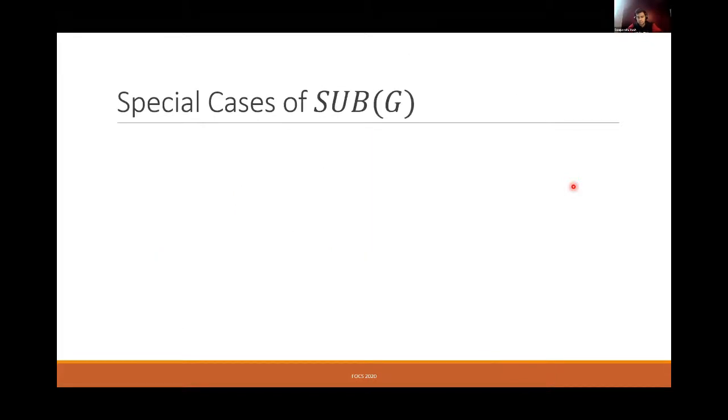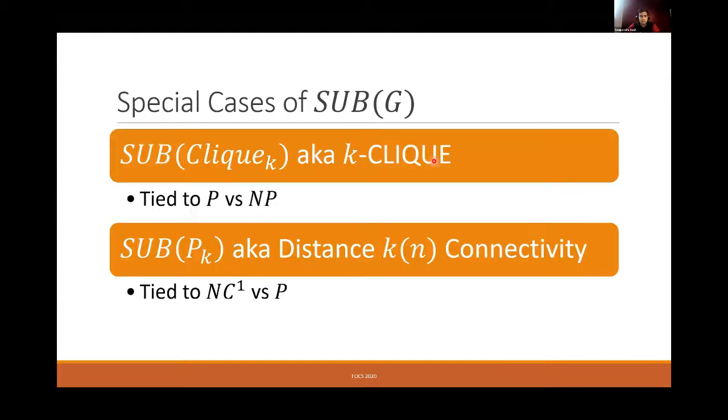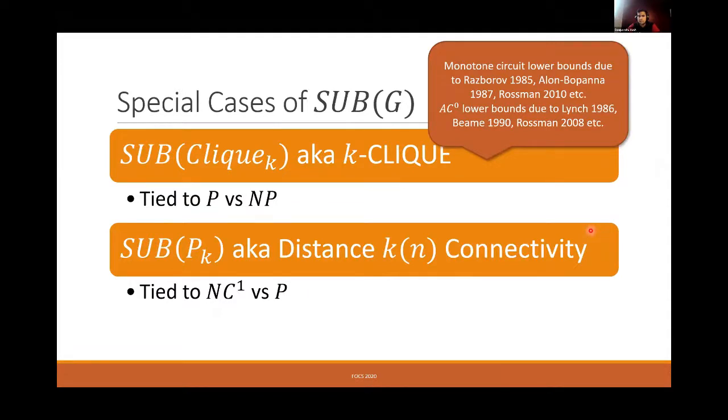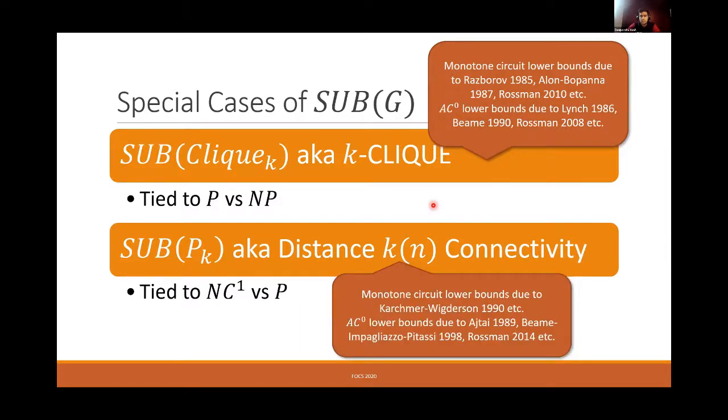Okay, so why is this problem interesting? From a complexity viewpoint, it contains these special cases, right? So when G is the clique of size K, this is the same as the K-clique problem, whose complexity is tied to the P versus NP problem. And when G is the path of length K, which I'm calling PK, it's also known as the ST connectivity problem, whose complexity is tied to the NC1 versus P problem. And we have all these restricted circuit lower bounds, monotone and AC0 lower bounds, known in the special cases of sub G.